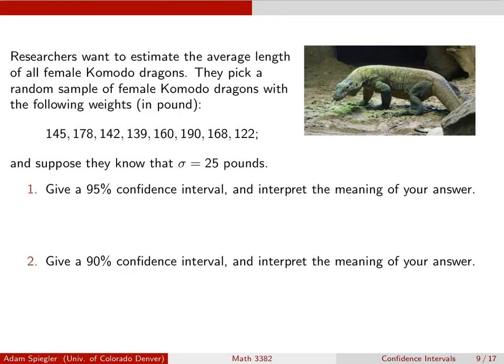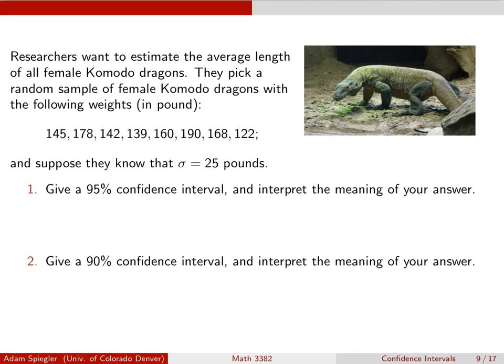Okay, in this video, we're going to take a look at the following examples. We've got researchers and they are trying to estimate the average length of all female Komodo dragons. So that's what's pictured over here, a Komodo dragon. These are huge lizards, as you can see by their weight. These lizards, for example, eat things like boar and deer and really large mammals, hopefully not people. But these are really large animals.